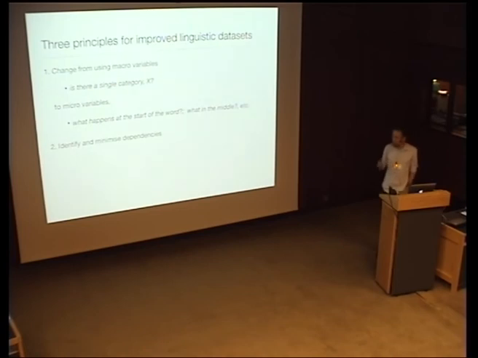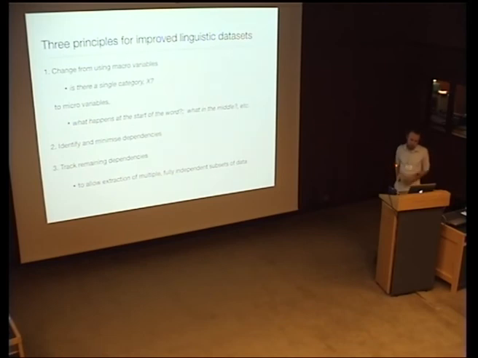Secondly, of course, we should, as an integral part of the design process of these micro variables, explicitly identify and minimize the dependencies between variables. That's going to be very valuable. And third, where there is some irreducible residue of dependency, as I believe there will be, we should track the remaining dependencies, keep a catalogue of them, and that will allow us to extract multiple fully independent subsets out of our larger data set and do interesting and valid stuff with the data. So these are 3 desiderata for a theory of linguistic data design, which now needs to be elaborated and whose time has most definitely come.